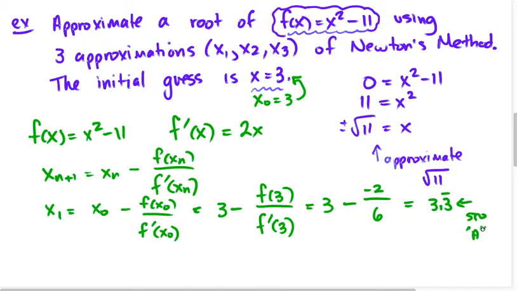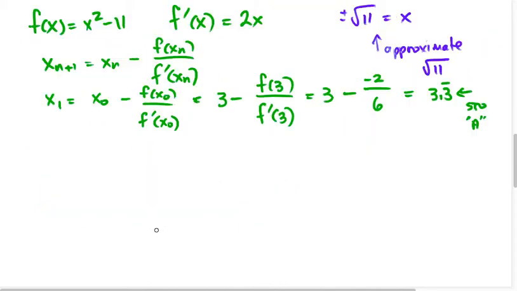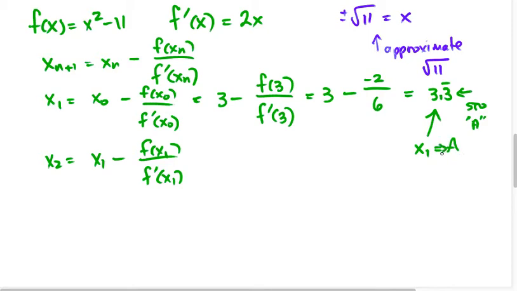If you're following through with this, I would actually grab your calculator right now and do this. Make sure you know how to store things in, follow through, see that you get the same numbers. Let's go on to x2. So x2 is the same as x1 minus f of x1 over f prime of x1. And don't forget, we've got x1 stored as the letter A.